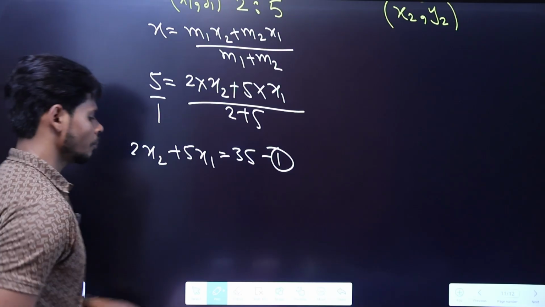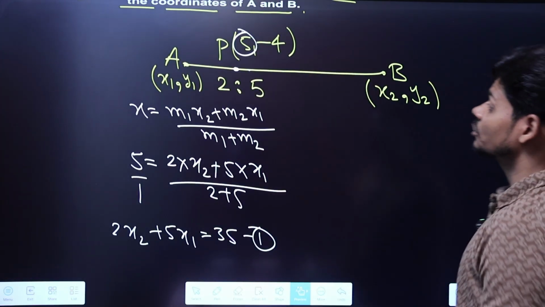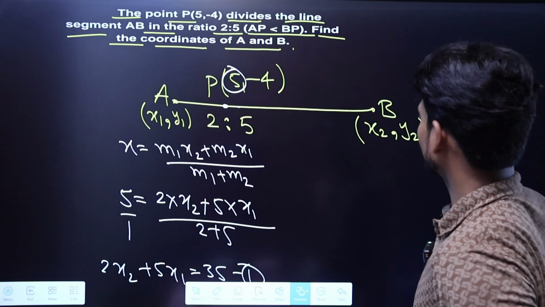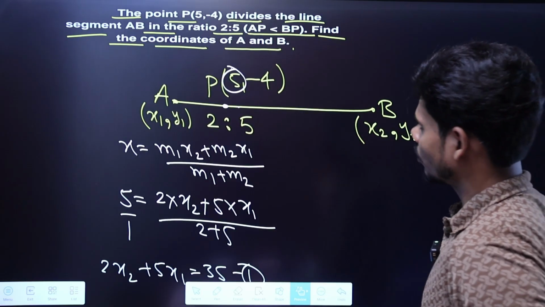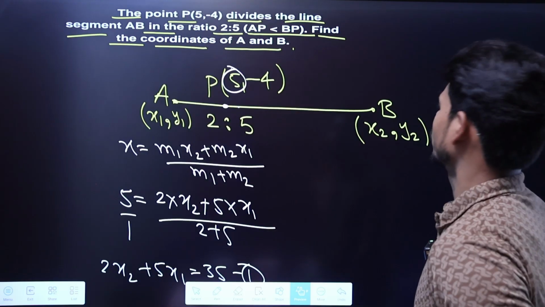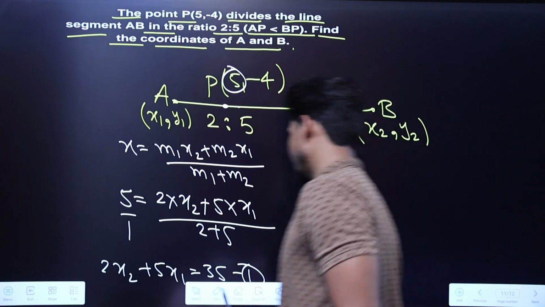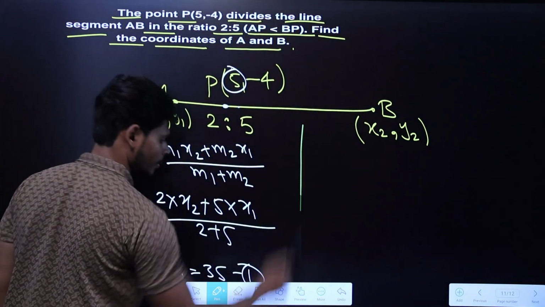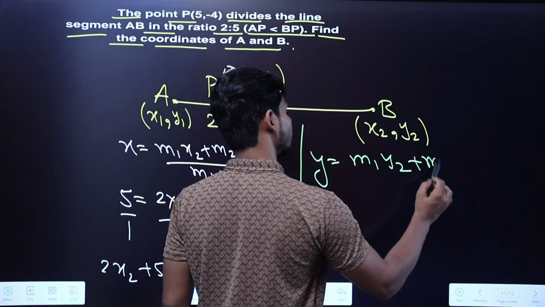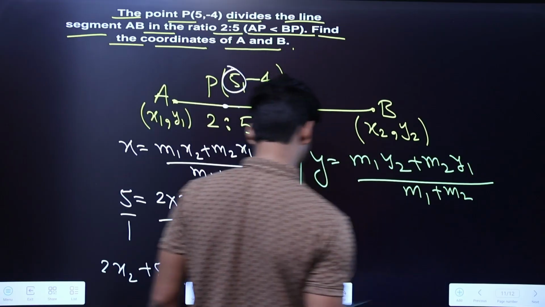So this is your first equation basically. But we need to find four variables: x1, y1, x2, y2. Right now we got only one. No problem. Let's try to apply the second formula again. So y is equal to (m1 y2 + m2 y1) divided by (m1 + m2).